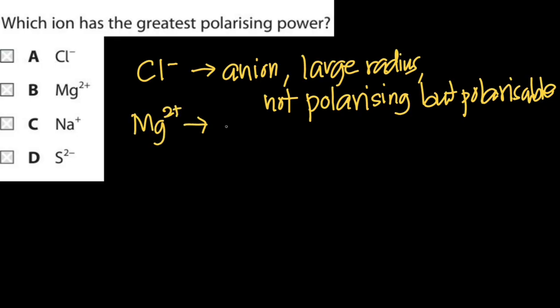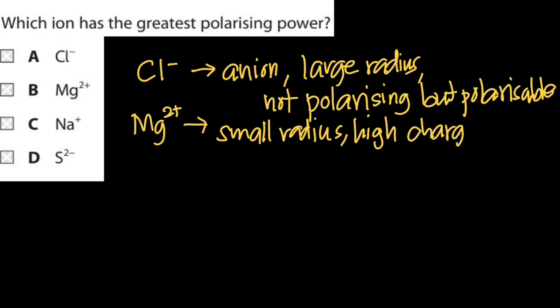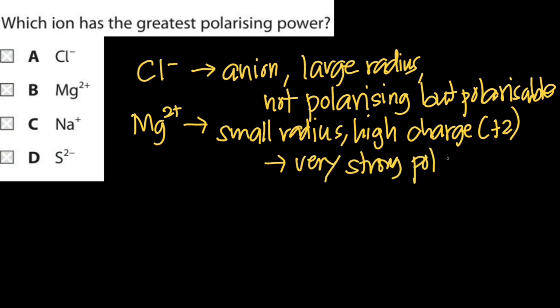How about magnesium ion? This one is a cation, a positively charged ion. It has a small radius with a high charge, positive 2. So that means this has a very strong polarizing power, right?